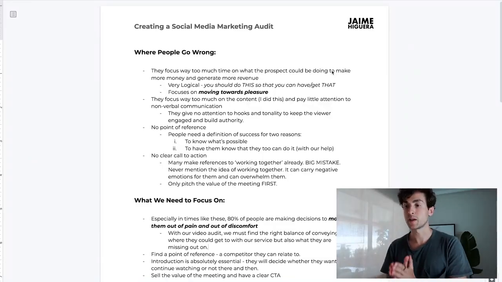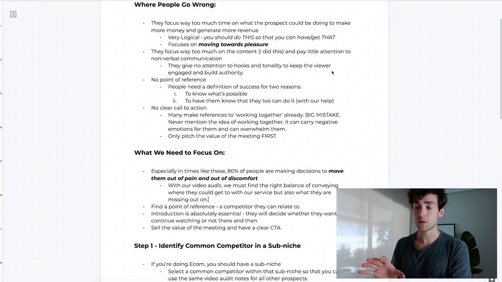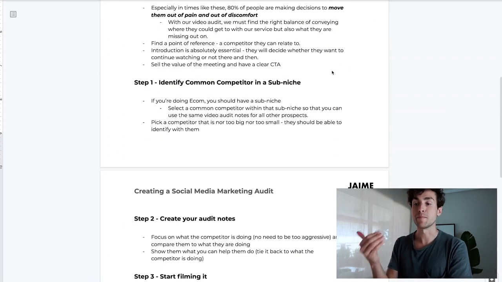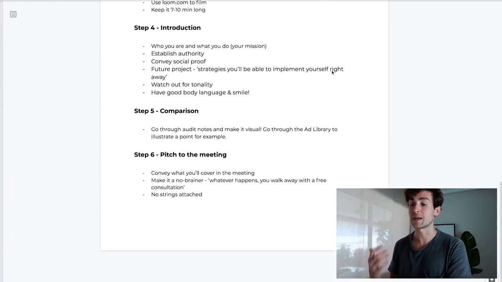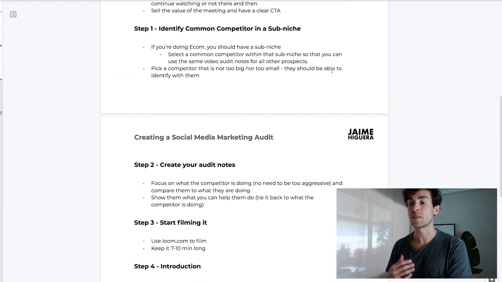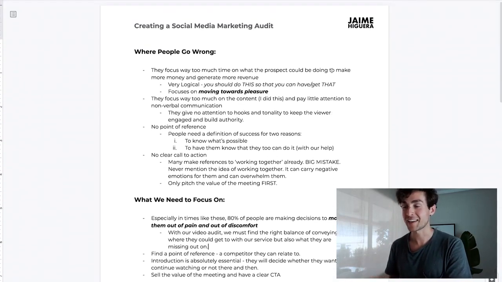So here we are inside my computer. Now, the way I've divided this document is, first, we're gonna cover where people usually go wrong and the biggest mistakes I see people make with their audits. Secondly, we're gonna cover what we actually need to focus on. And then once we know, then we can actually implement and take action. So we're gonna go step 1, step 2, step 3, step 4, and step 5. And finally, we're gonna end with step 6. So very excited for this, and let's get right into it.